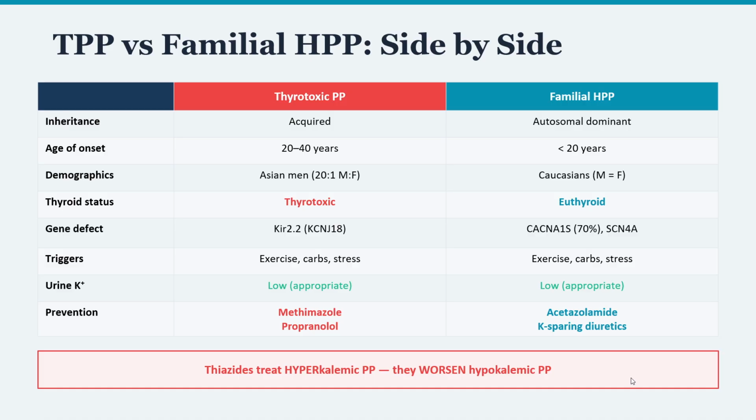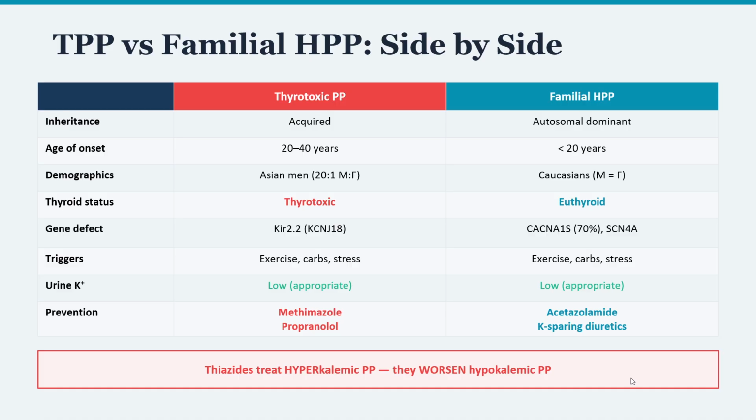But the treatment is completely different. For TPP, you treat the thyroid, methimazole, and use propranolol as a bridge. For familial HPP, since there is no thyroid disease to fix, the prevention strategy is acetazolamide, a carbonic anhydrase inhibitor. Three small randomized trials have shown it reduces attack frequency. And here's a board point: patients with CACNA1S mutations respond better than those with sodium channel mutations.